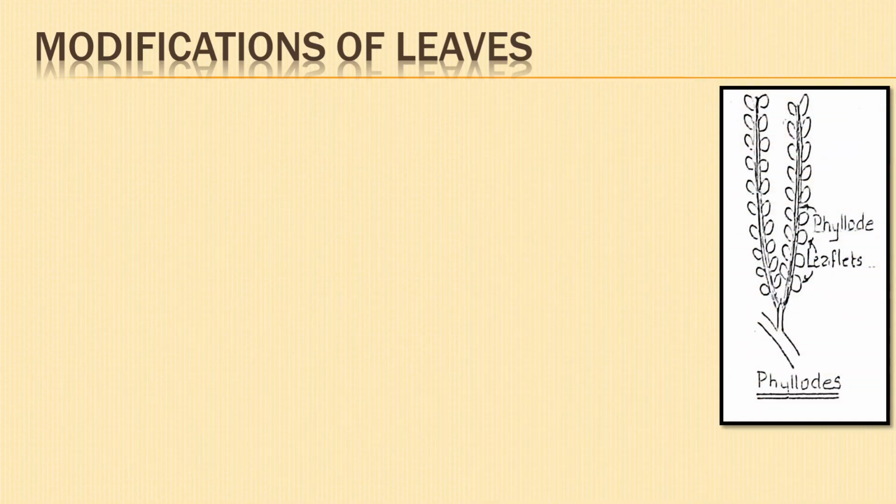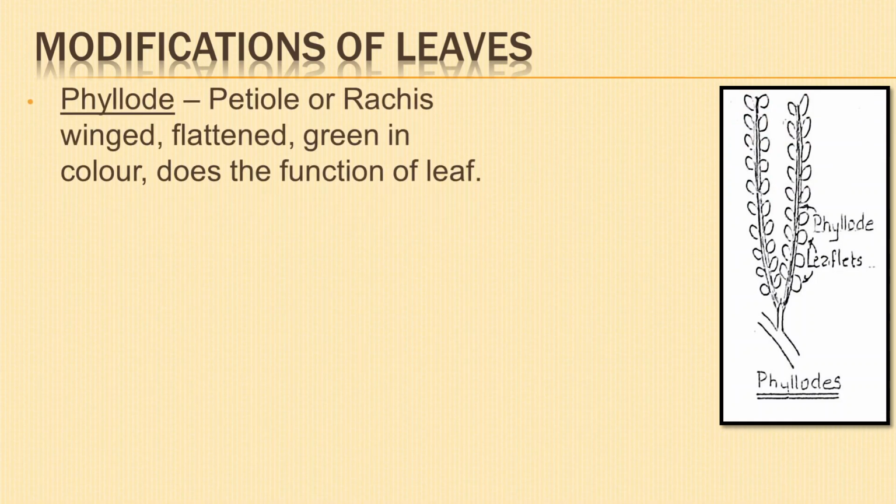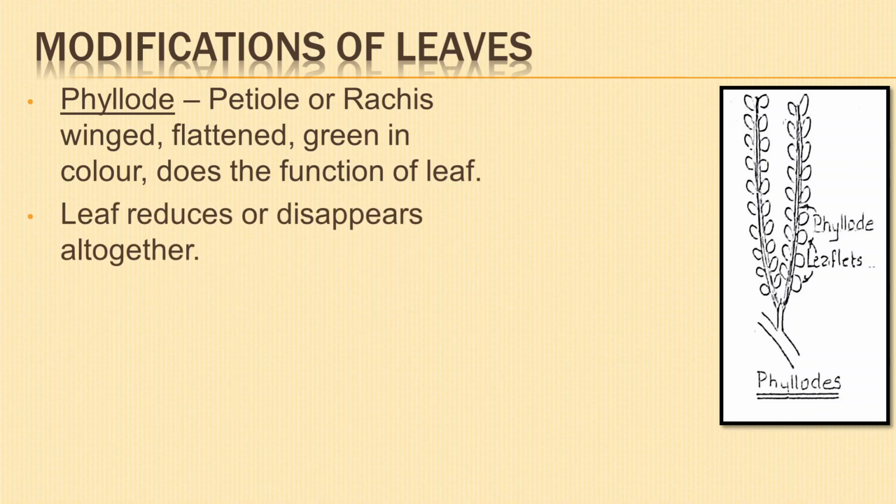Phyllodes. In Australian acacia, the petiole or rachis becomes winged and flattened, turns green in color, and does the function of leaflets, while the leaf itself becomes reduced or disappears altogether.